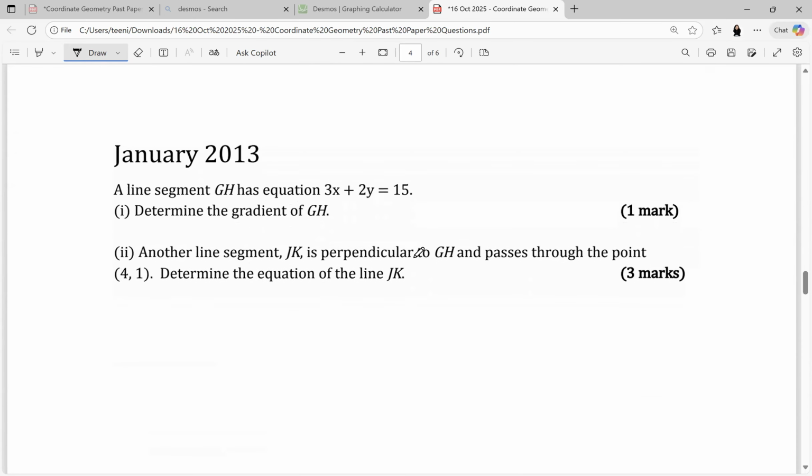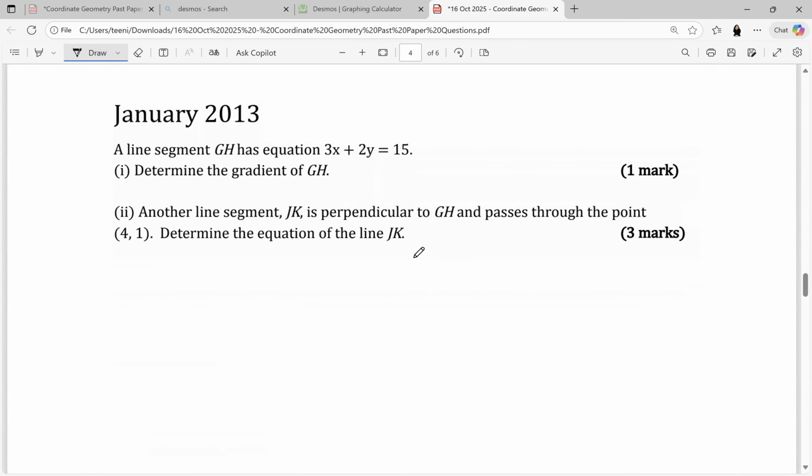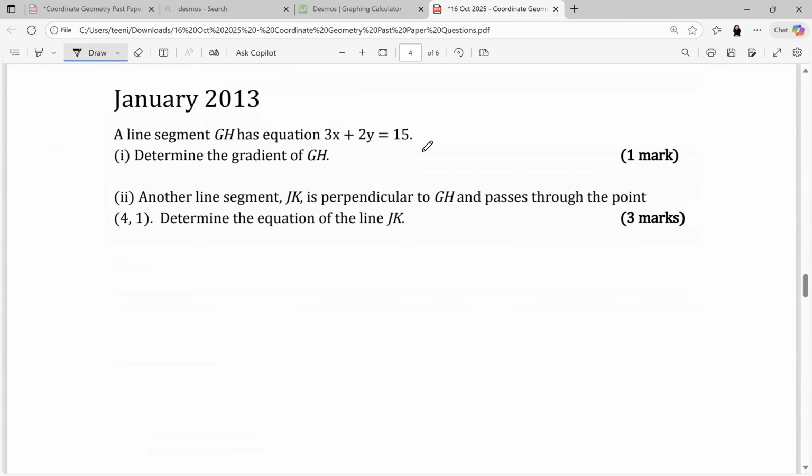Okay, guys, let's look at this other question. Jan 2013: a line segment GH has equation 3x plus 2y is equal to 15. Determine the gradient of GH. And then the second part of the question says another line segment JK is perpendicular to GH and passes through the point (4, 1). Determine the equation of the line JK.